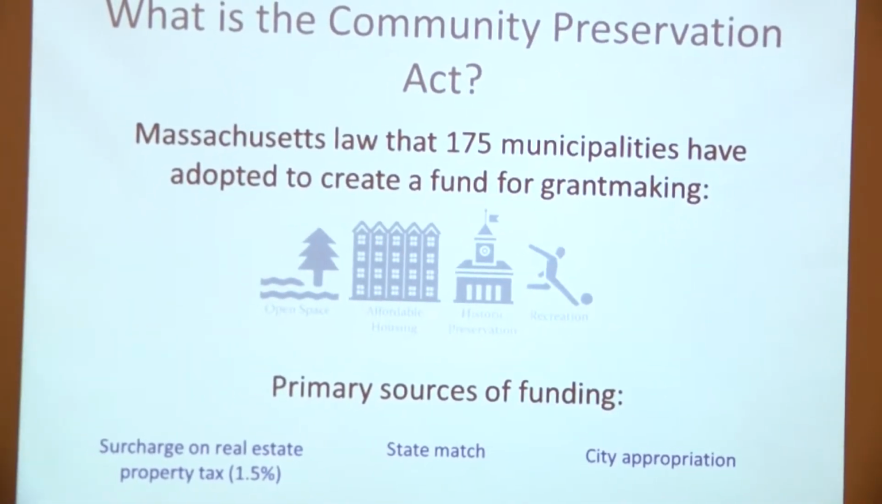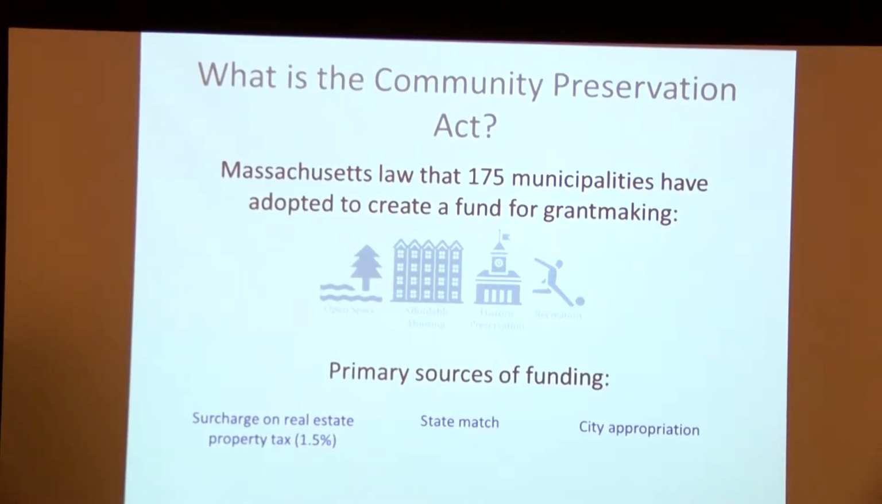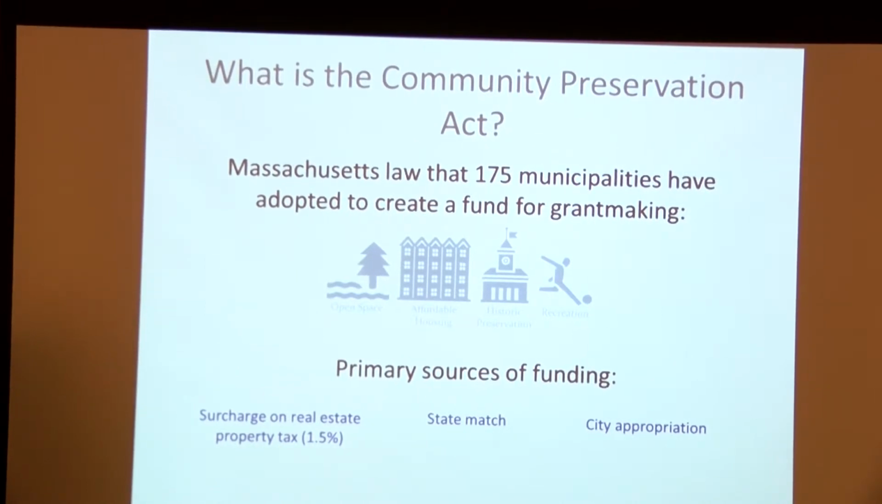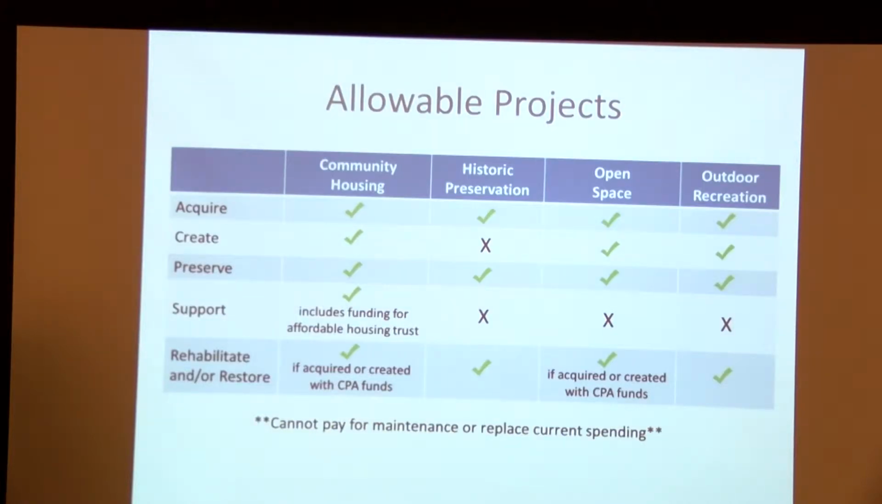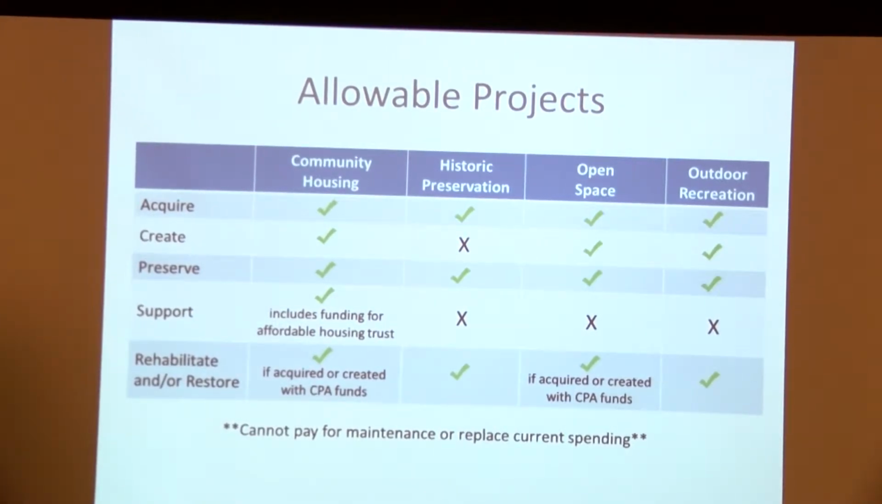So first, a little bit about the Community Preservation Act program. CPA is a Massachusetts law that 175 communities have adopted. By doing so, it allows the municipality to place a surcharge on property tax that goes to pay for projects in 4 areas: open space, affordable housing, historic preservation, and outdoor recreational land. In Somerville, the surcharge on real estate property tax is 1.5%. Those funds are matched by the state, and every year the city can make an optional appropriation into the fund as well. The enabling legislation is very specific about what can and cannot be funded with Community Preservation Act funds.